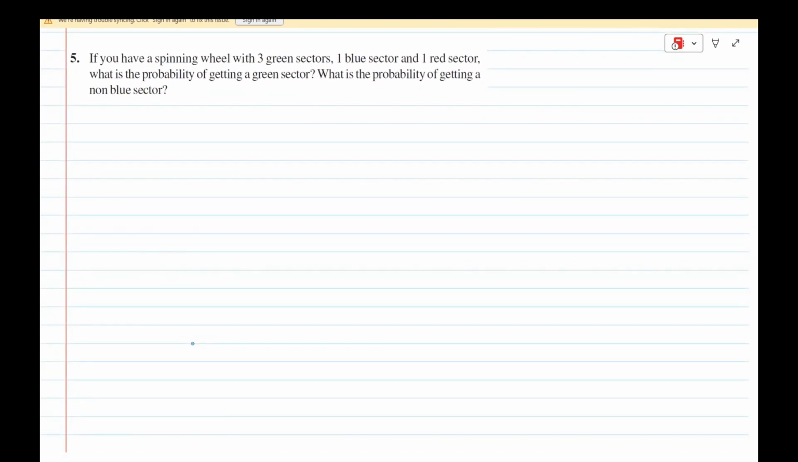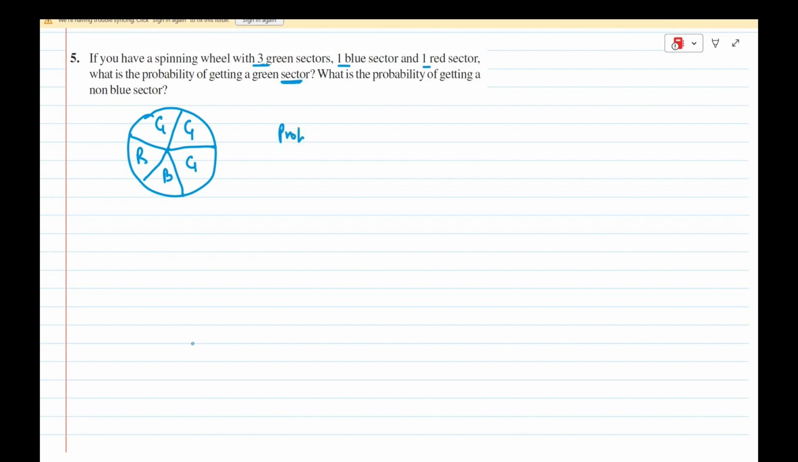If you have a spinning wheel with 3 green sectors, 1 blue sector, 1 red sector. Okay, so I need to make a spinning wheel. Total is how many? 3, 1, 1. That means 3 green sectors, 1 blue sector and 1 red sector. Total I have 5. So 1, 2, 3, 4, 5. So I'll write green, green, green, I'll write blue, I will write red. Correct? So if you have a spinning wheel with 3 greens, 1 blue and 1 red sector, what is the probability of getting a green sector?